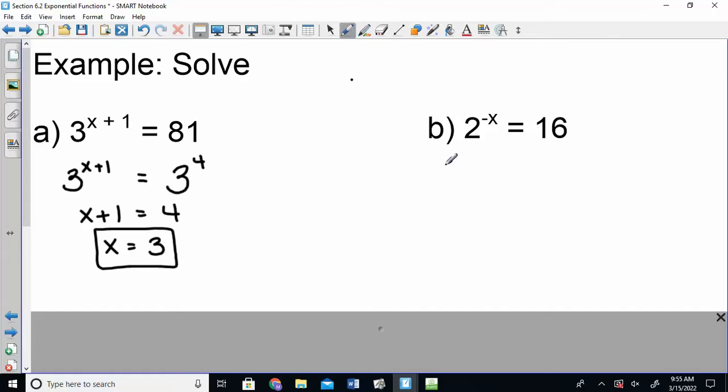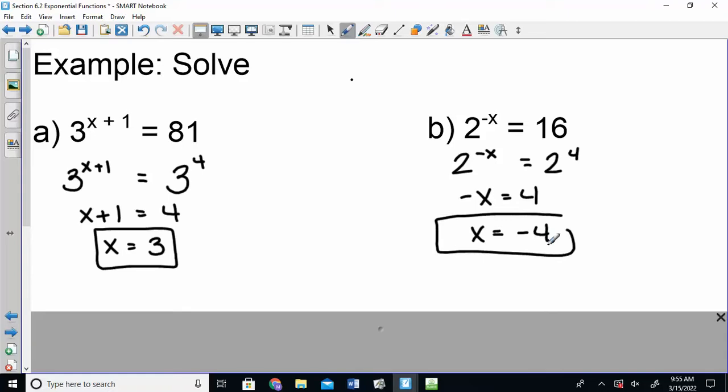What would I do? Put negative x equal to 1. Well, we want the common base. So then negative x equals 4. So x is negative 4. Okay.